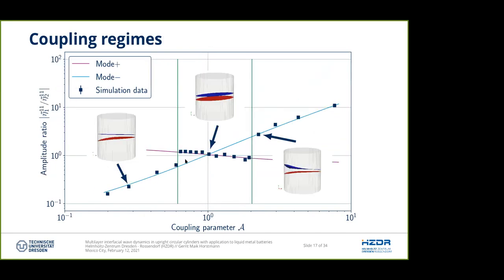What happens here is more obvious when we consider the amplitude ratios, because here you can see that indeed for small coupling parameters, we have dominant wave motion in the lower interface, and it's rotating slowly, while for large A, we have a slowly rotating wave where we have dominant amplitude in the upper interface, and in between, we have the fast modes, so fast rotating waves, where the interfaces are displaced in a symmetric way.